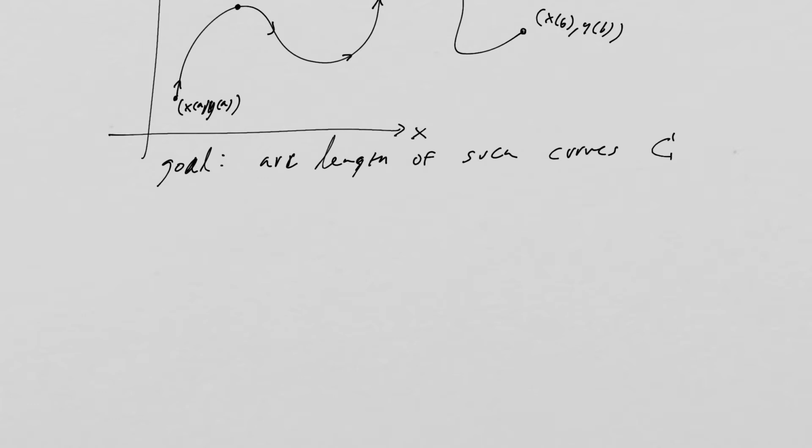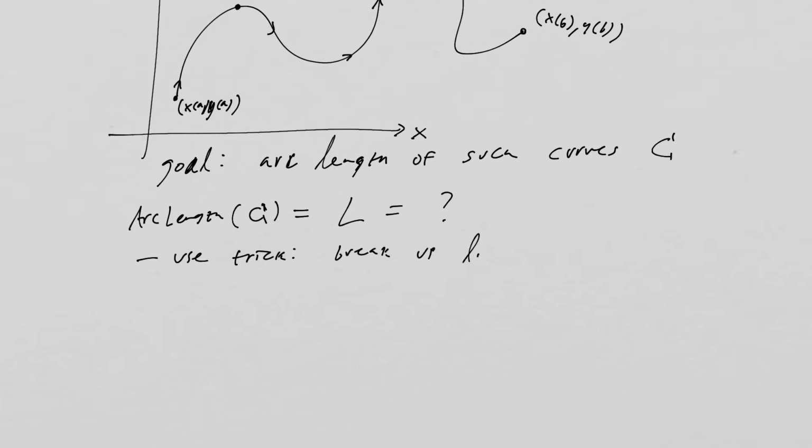So we'll call this curve C, right? So we want the arc length of C. I can give it that name right there, and I can just also call it L. And I want to figure out how to actually get that. And we're going to use a trick that we've done so often, which is break up the line or the curve into pieces, and then approximate each piece by a line.